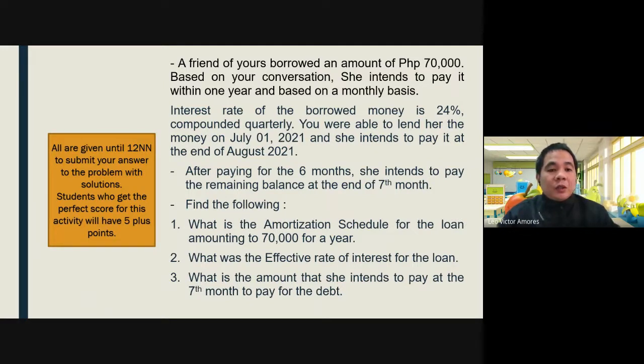Okay? So, actually, mo up ni siya sa inyong Canvas. So, those who will be getting a perfect score for this specific activity will get additional 5 points for all of your quizzes or for any quizzes nga for consumption gap.